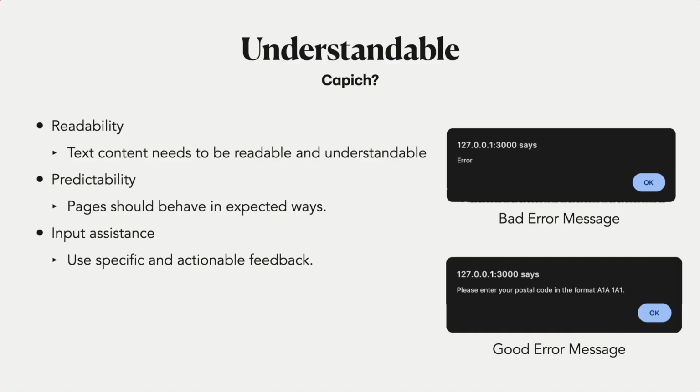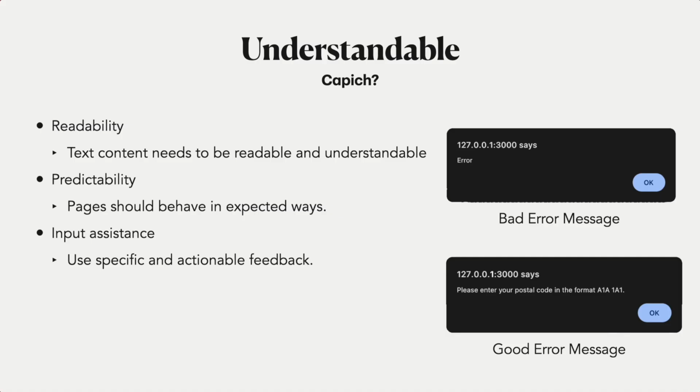The second is predictability. Pages should behave in expected ways. Your navigation should look consistent across pages, and things shouldn't change unexpectedly without the user initiating it. For example, changing the page or submitting a form when a user selects a drop-down item without pressing a button can be very disorienting, especially for screen reader users.